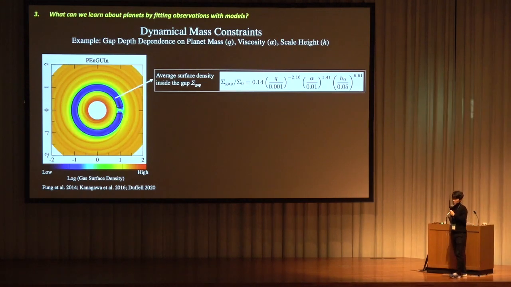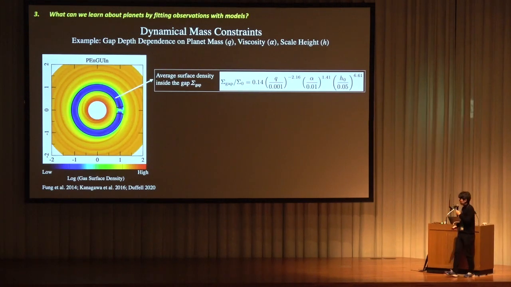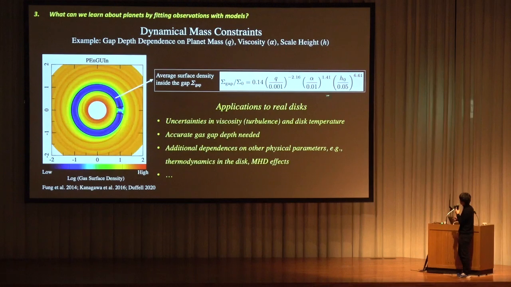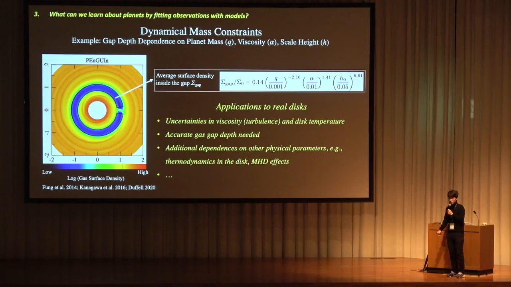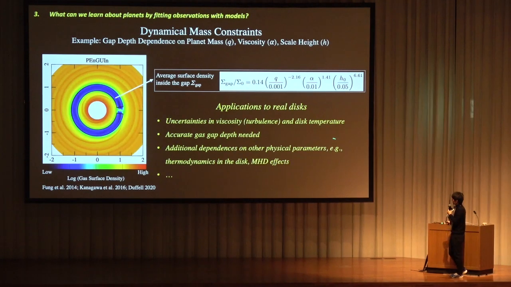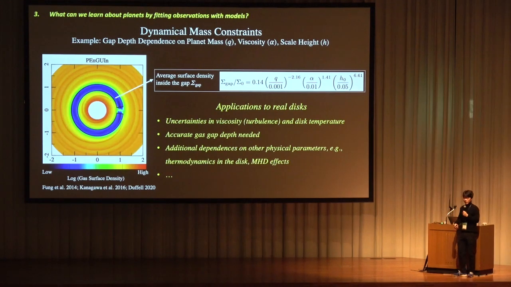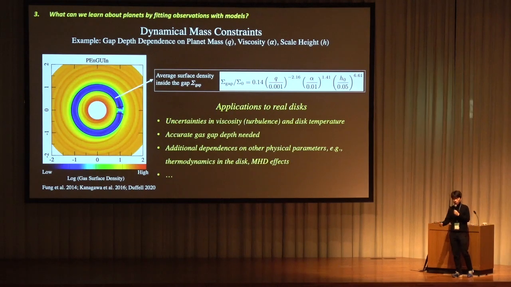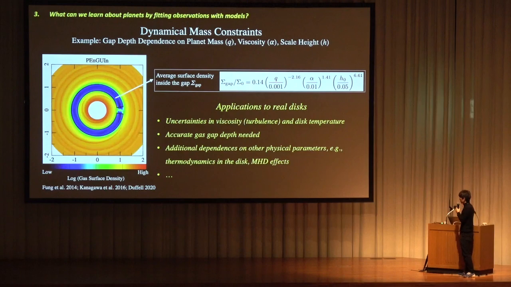But the not so good news is when we apply those to real disks, things are not that straightforward. Let's again take this one as an example. To apply this, we need to know the viscosity alpha and scale height h in the disk. And as we have heard from talks yesterday, viscosity or turbulence level in disks is not easy to measure. And then to apply it, we need to know the depth in the gas gap, which is, again, another quantity not so easy to measure. Most of the gaps we see are dust gaps from continuum observations. And finally, there may be additional physics that we need to include in such considerations, such as thermodynamics in disks and MHD effects, because they may also affect how the morphology of planet-induced structures changes.